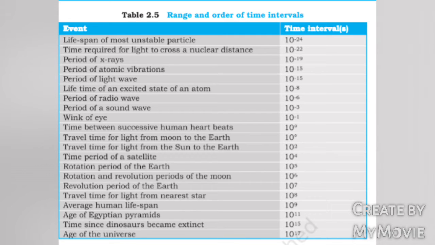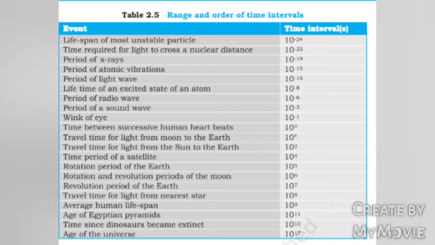Time period of a satellite: 10^4 seconds. Rotation period of the Earth: 10^5 seconds. Rotation and revolution periods of the Moon: 10^6 seconds. Revolution period of the Earth: 10^7 seconds. Travel time for light from the nearest star: 10^8 seconds.